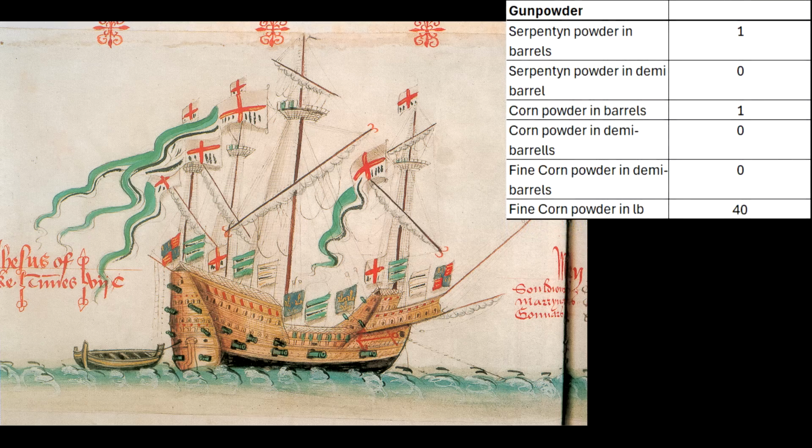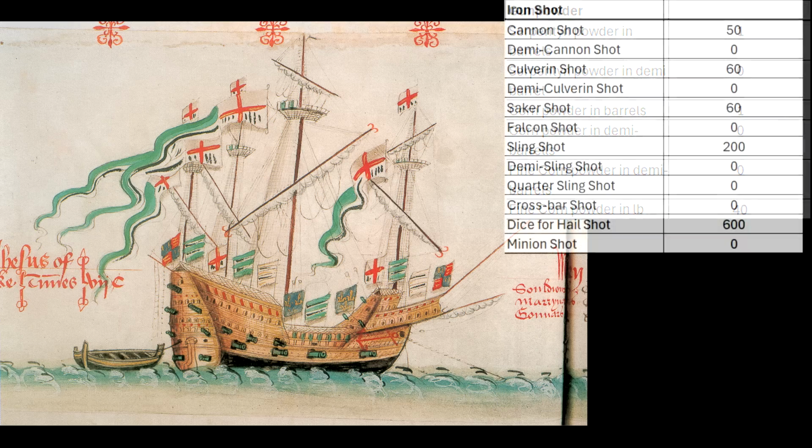Powder also drops off quite a bit, although we're back up to lasts. We only have 2 tons of powder aboard, split evenly between serpentine and corn, plus 40 pounds of fine corn powder, whereas the Mary Rose, of course, had 5 tons aboard, 2 of serpentine and 3 of corn.